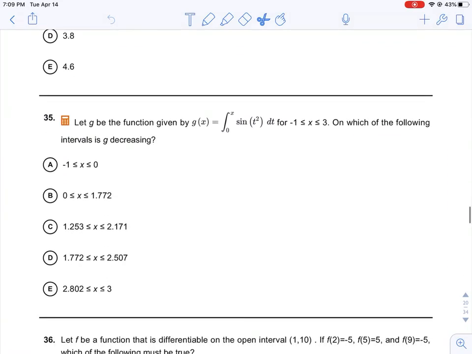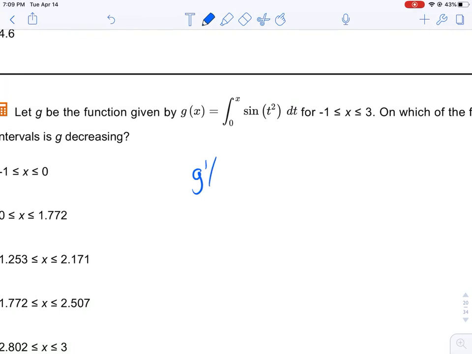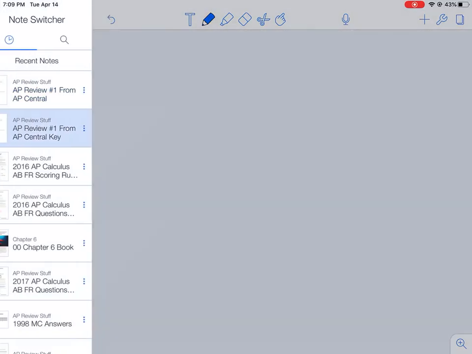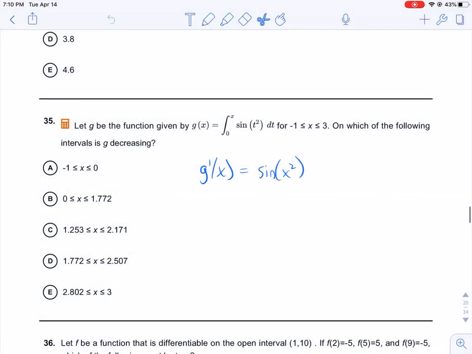And let's see, 35. Let g be the function given by that. On which of the following intervals is g decreasing? So if you want to know if something's decreasing, find when its derivative is negative. The derivative of an integral is just the function on the inside. So graph that and find when it's negative. Okay, and you should end up with that interval if you do it correctly. The answer is D.